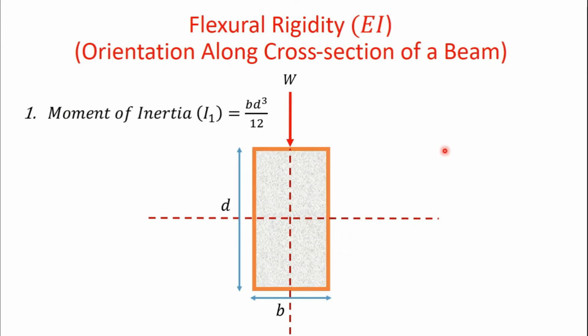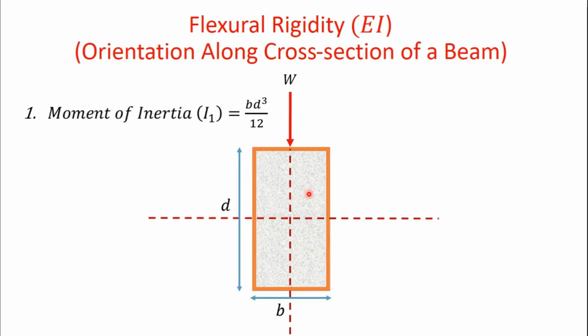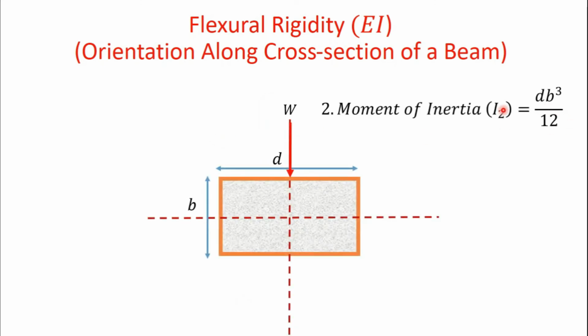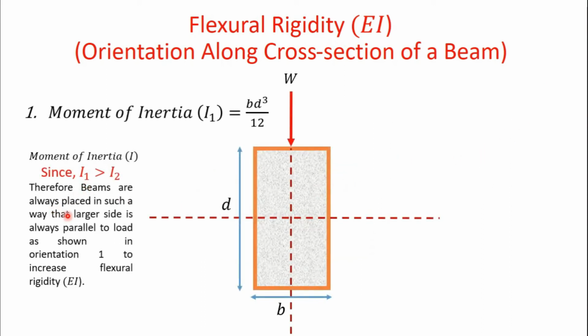So naturally you can see that in case of I1 it is b d cubed by 12, and in case of I2 it will be d b cubed by 12, and you have just changed the orientation of a beam, and there is a huge difference in I, because in case of I1 the larger distance is being cubed, which means I1 will be greater than I2, and in I2 the smaller distance is being cubed. So I1 will be greater than I2. Therefore, beams are always placed in such a way that the larger side is parallel to the load, as shown in orientation 1, to increase the flexural rigidity.